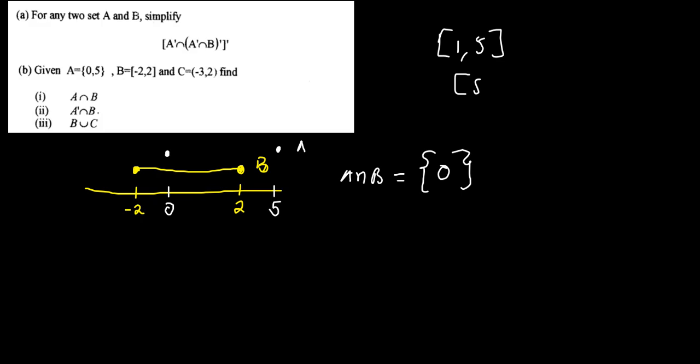We want to find A complement intersection B. Let's first write the set. Remember I told you to always start with what has got a complement. So the set A is only 0 and 5. So just put a dot at 0 and put a dot at 5. This is the set A.